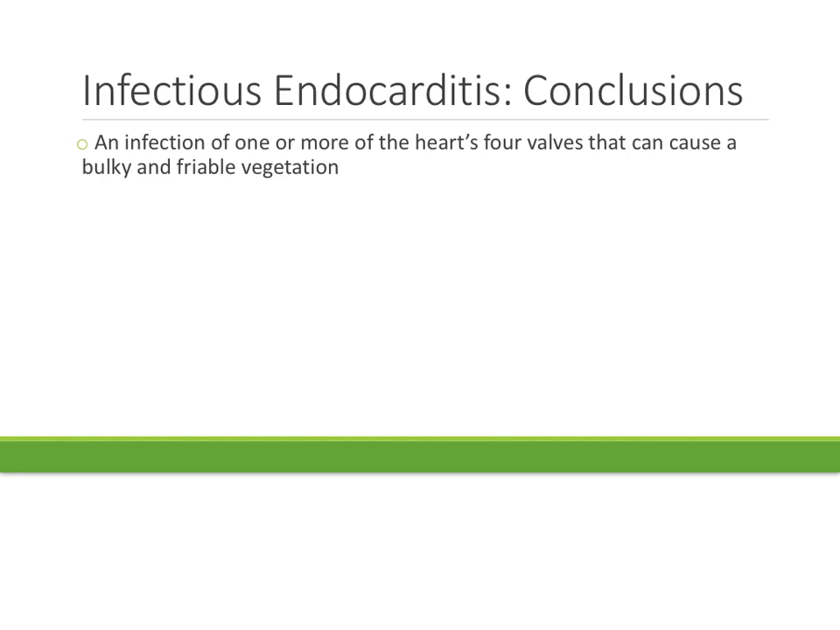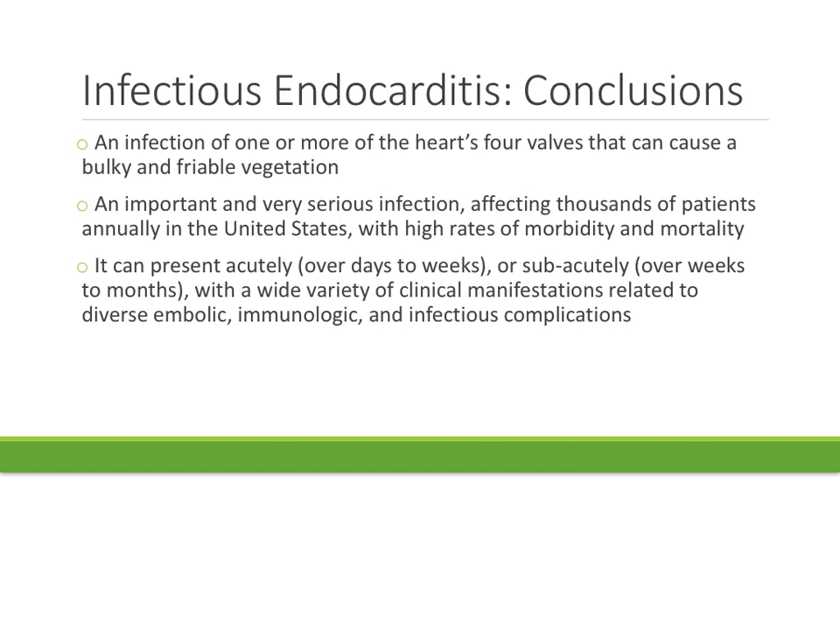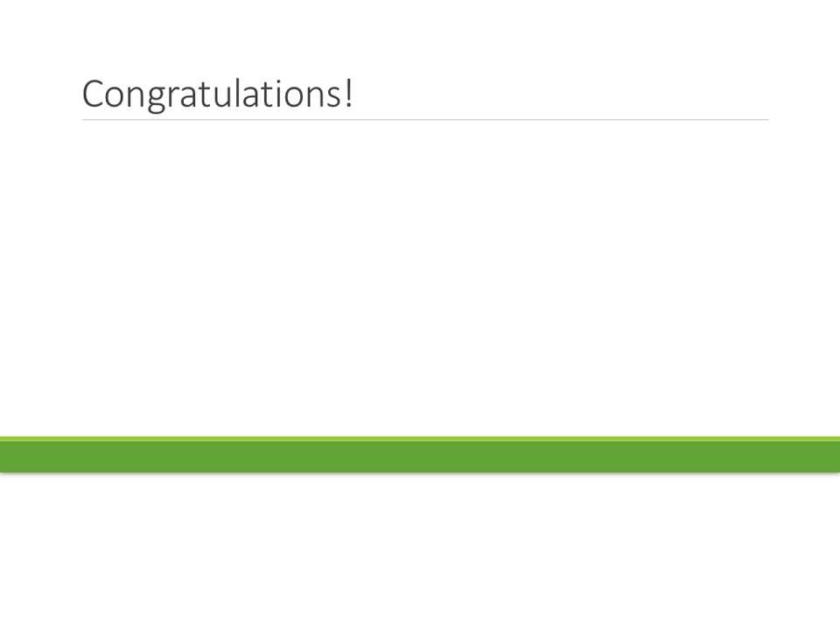In conclusion, infectious endocarditis is an infection of one or more of the heart's 4 valves that can cause a bulky and friable vegetation. It's an important and very serious infection which affects thousands of patients in the United States every year and has a high rate of morbidity and mortality. It can present acutely over days to weeks or subacutely over weeks to months, with a wide variety of clinical manifestations related to diverse embolic, immunologic, and infectious complications. Diagnosing endocarditis requires an astute clinician with excellent physical exam skills and an in-depth knowledge of the pathophysiology.